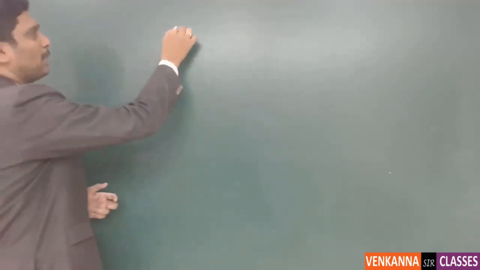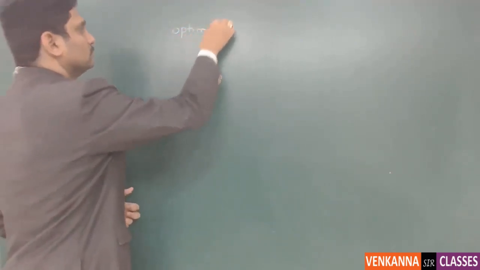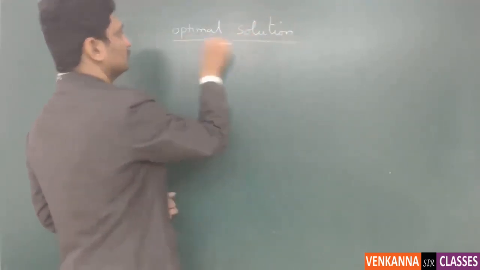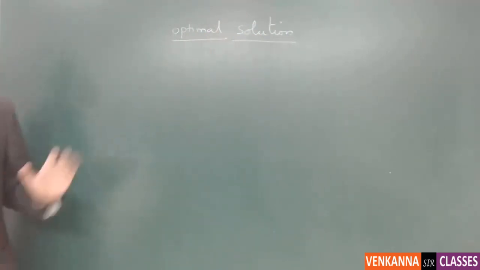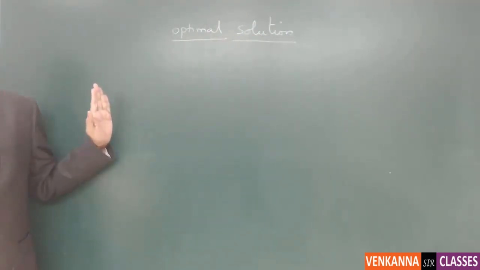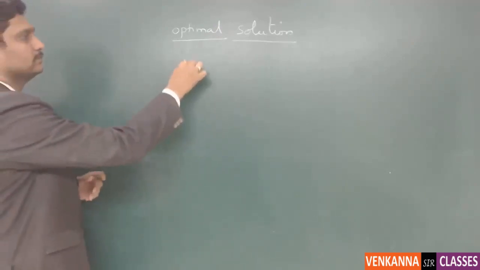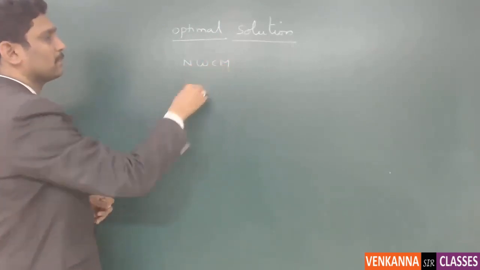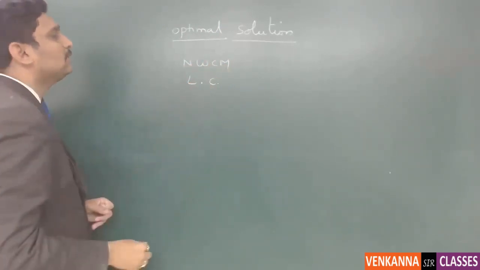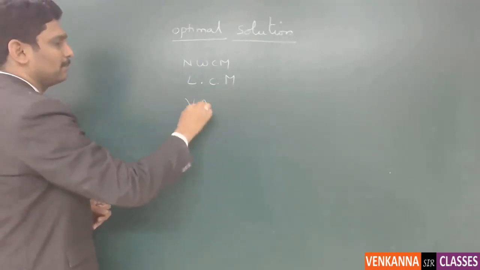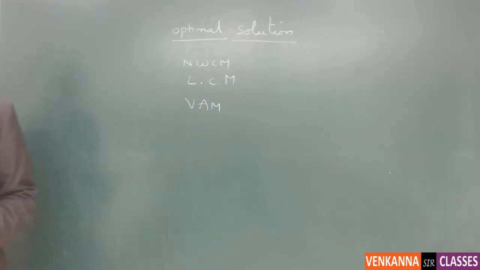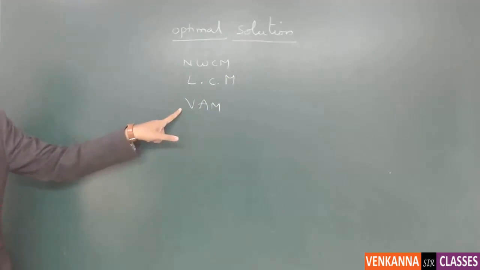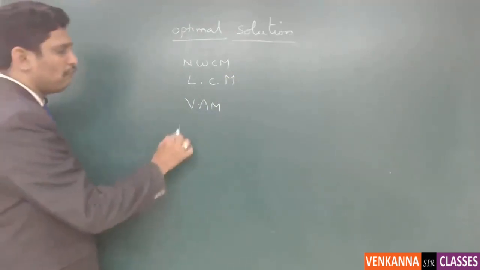Now, how to find the optimal solution? So you have applied 3 methods so far: NWCM, least cost cell method, and WAM. For a given transportation problem, you can choose one of these 3 methods and you will find one feasible solution.